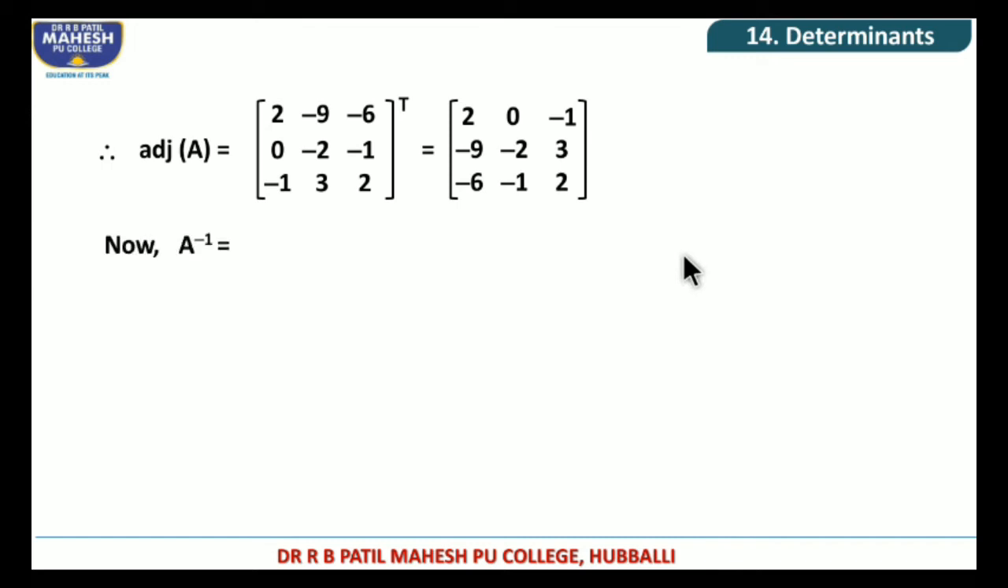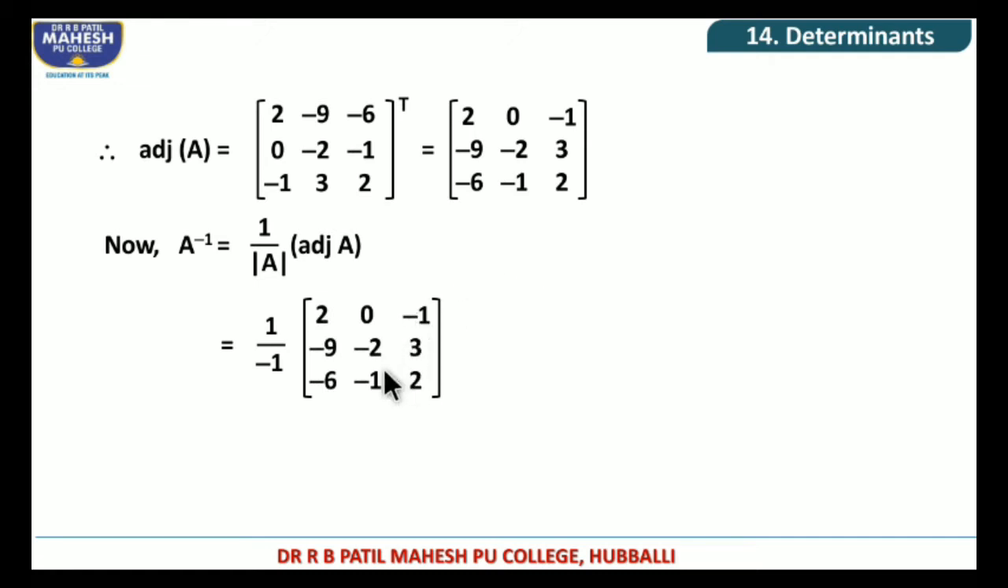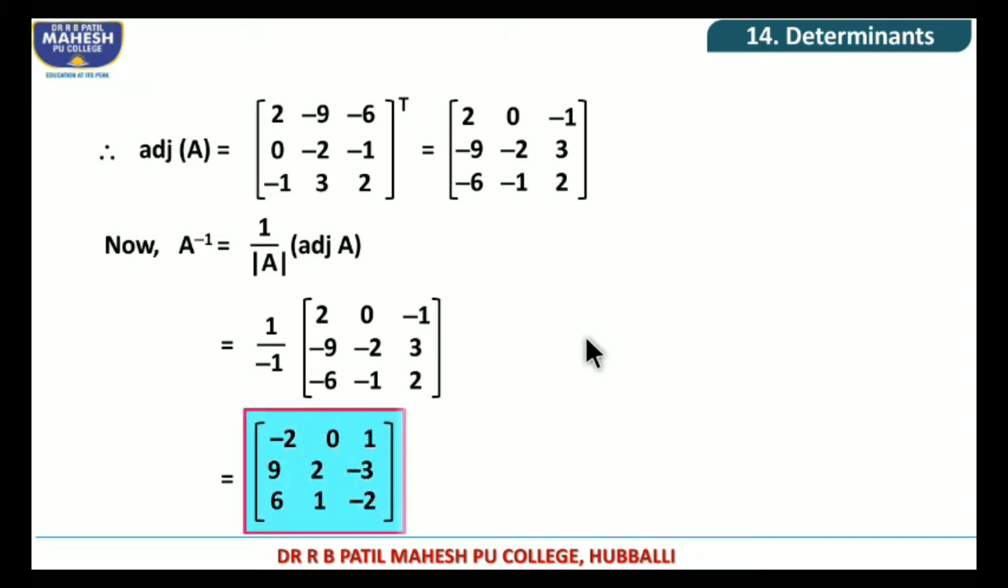Now find out the A inverse is equal to 1 by determinant of A into the adjoint of A. Therefore we have 1 by minus 1 into the adjoint of A, which is 2, 0, minus 1, minus 9, minus 2, 3, minus 6, minus 1, 2. Now we have to divide all these elements by minus 1 because it is the matrix. Therefore we have the matrix minus 2, 0, 1, 9, 2, minus 3, 6, 1, minus 2. So this is the required value of inverse of the given matrix.